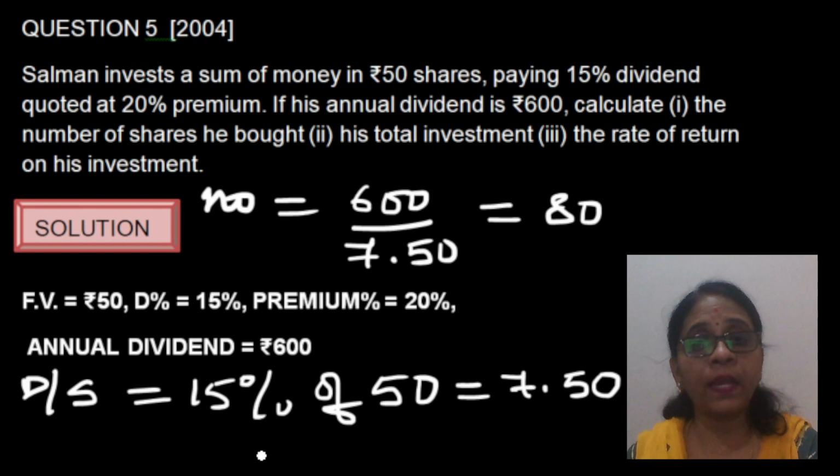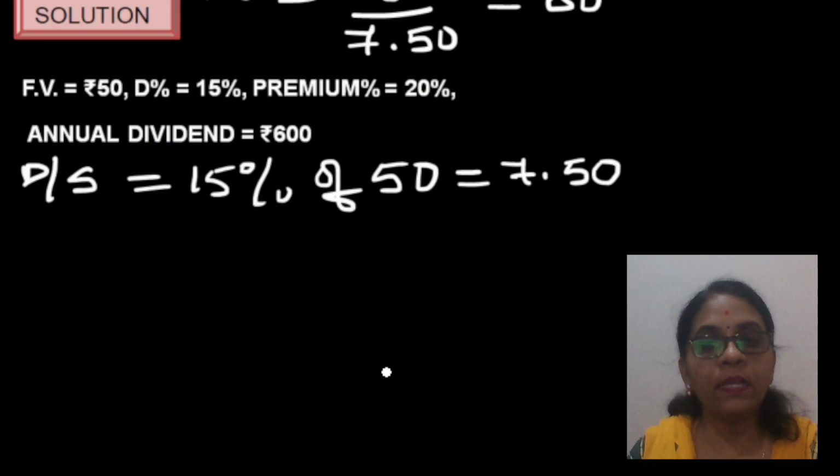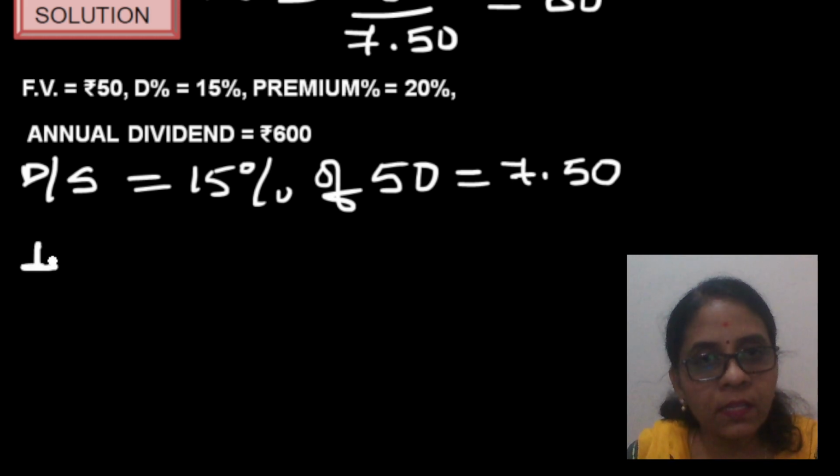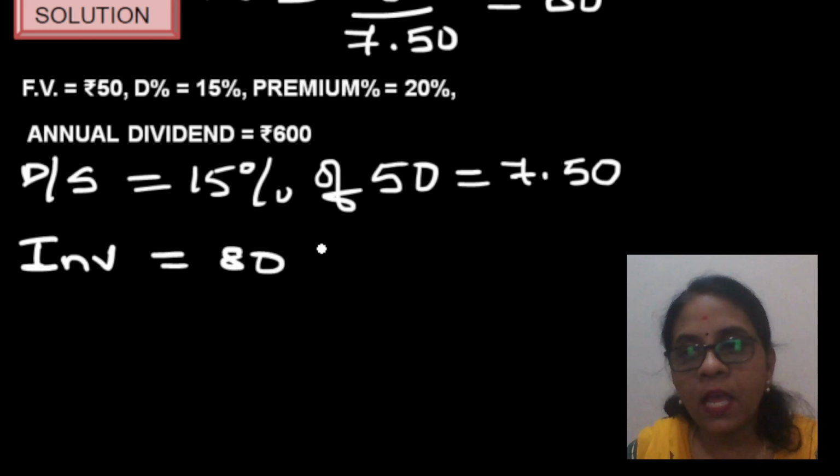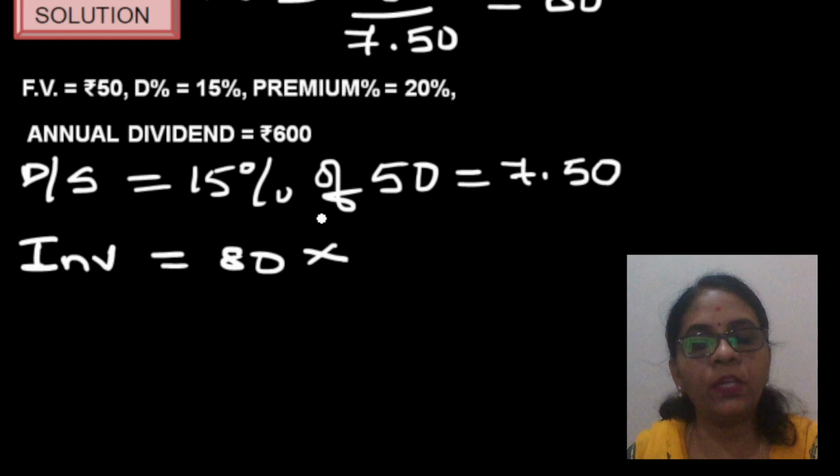Now they are asking to find his investment. What will be his investment, children? Tell me what will be his investment. I'll scroll up a little. His investment will be equal to the number of shares into market value. How many shares we just found? 80 shares. And what is the market value? Did we find the market value? No, we did not find the market value.